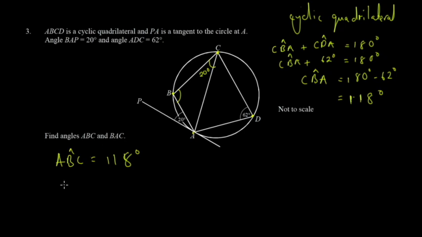And then now you're asked to find BAC. So BAC, this angle here. So already you have 118 here, and you just need this angle. Already we have 20 here. So 20 plus 118, you get 138. So you say 180 minus 138. So you get 42 degrees, and that's it.